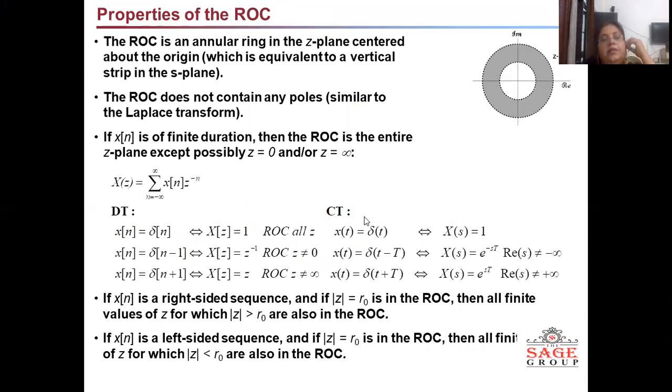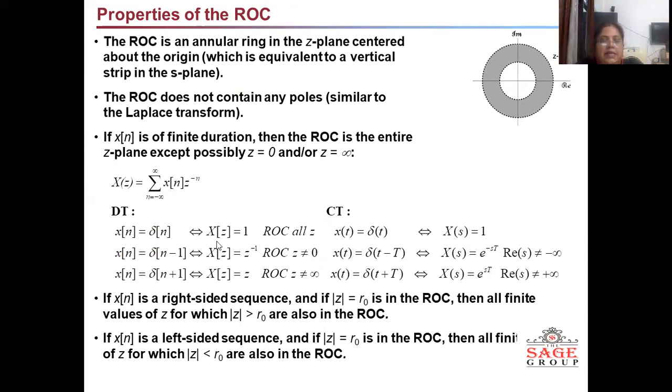Now we conclude some properties which we have discussed and seen through the different numericals. The ROC means the region of convergence. The ROC is an annular ring in the Z plane centered about the origin, which is equivalent to a vertical strip in the S plane. The ROC does not contain any poles, similar to the Laplace transform. If x[n] is of finite duration, then the ROC is the entire Z plane except possibly z equals 0 or z equals infinity.